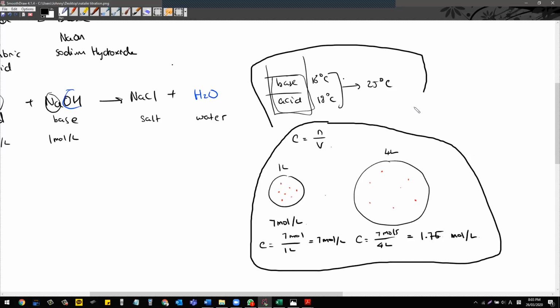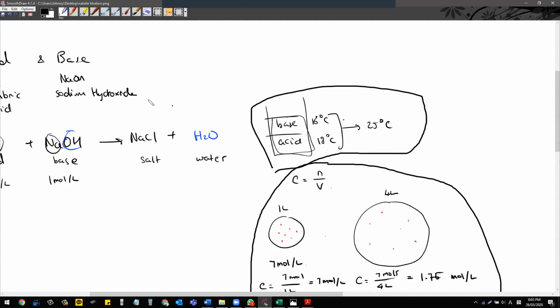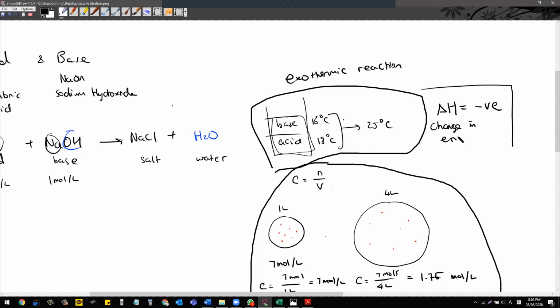And this is a little bit of the idea behind what's known as an exothermic reaction. An exothermic reaction is a reaction that releases heat and makes the water warmer. And we say that the change in enthalpy is negative. So this is known as the change in enthalpy. That's a little background there.